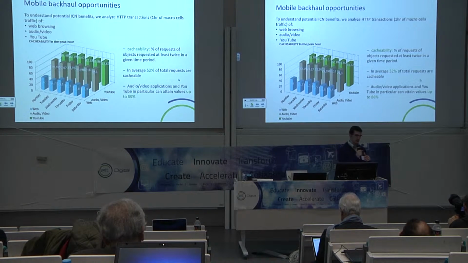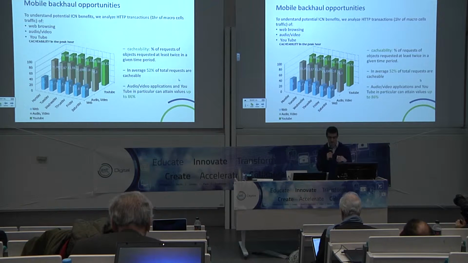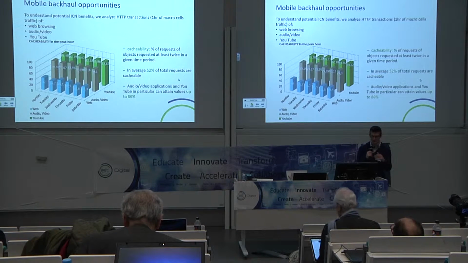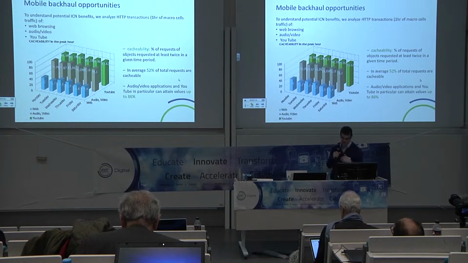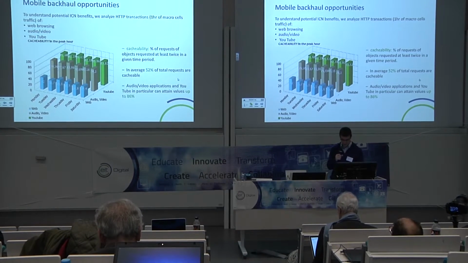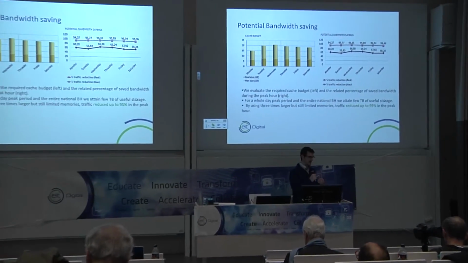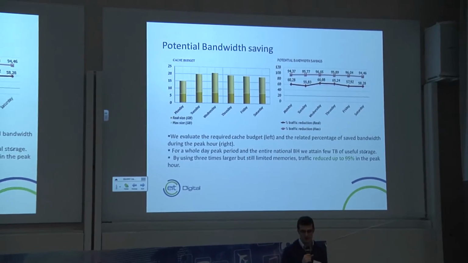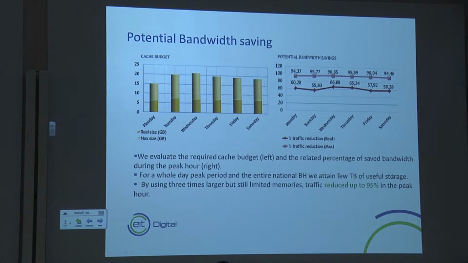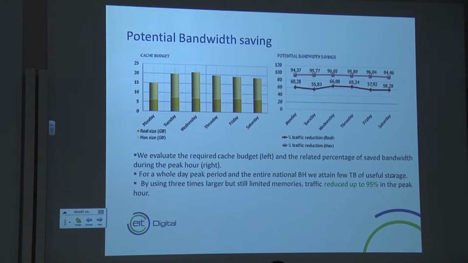So now we will not be able to repeat these measurements, but using that information, we realized that ICN has an opportunity to be introduced into the mobile backhaul, because there are many data that are requested at least twice in the mobile backhaul. So basically, if we look at the numbers here, we have, for example, for YouTube, 80% of the traffic that's requested more than one time during one day. And using this information, we estimated the amount of cache that we would need in order to reduce the traffic flowing inside the backhaul.